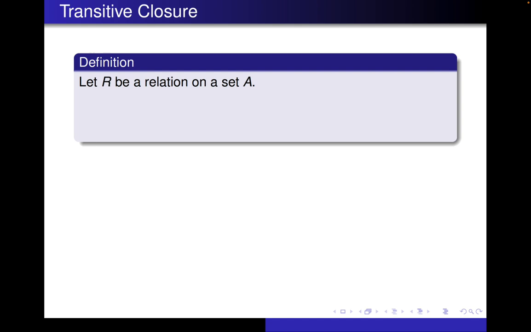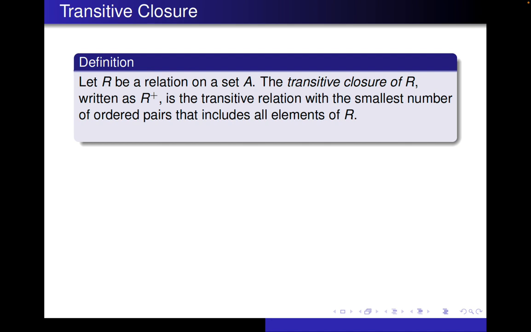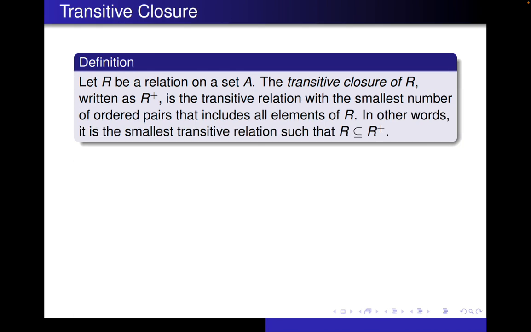So suppose we have a relation R on a set A, and this could be literally any relation. The transitive closure of R, that's written R plus, is a transitive relation that has the smallest number of ordered pairs, but that also includes all the ordered pairs from the original relation R. Another way of saying that is it's the smallest transitive relation that contains R.